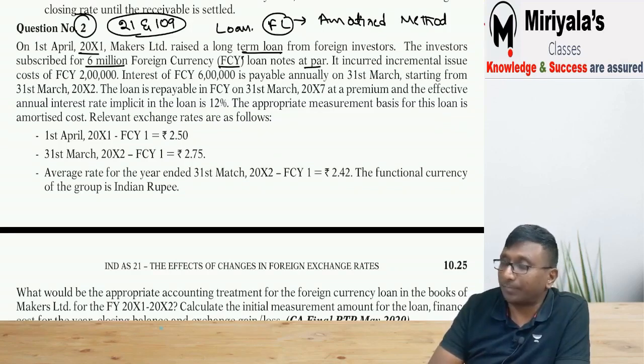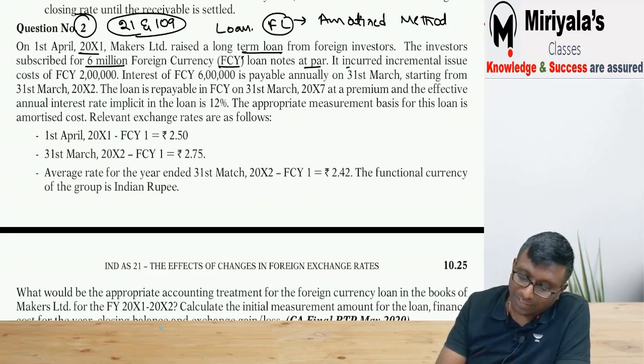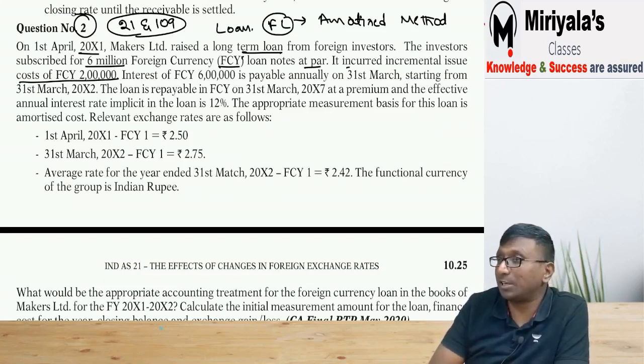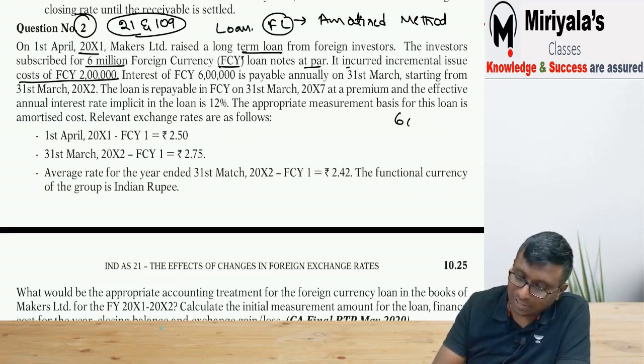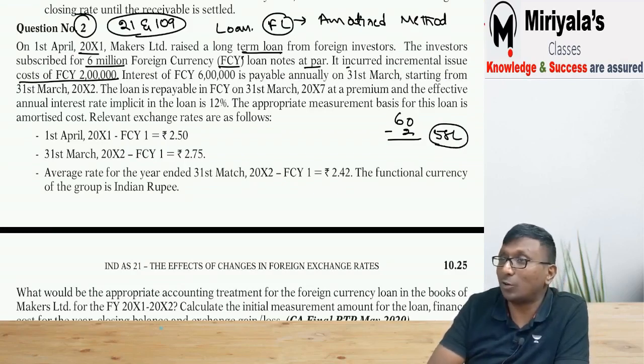Both obviously linked. Now, it incurred incremental issue cost of 2 lakh rupees of foreign currency. 60 million means 60 lakhs. 60 lakh less 2 lakh means 58 lakh you must have noted as a loan. Now IRR will change. Amortized cost means you are supposed to do IRR.